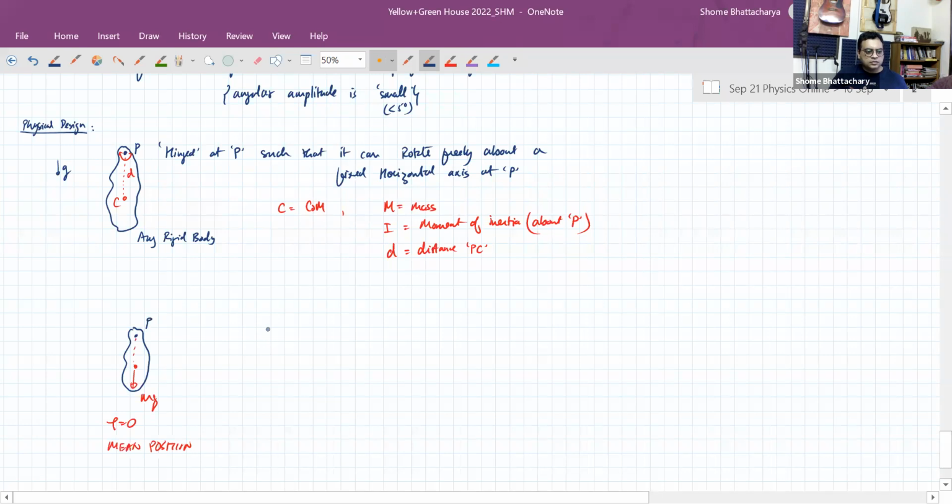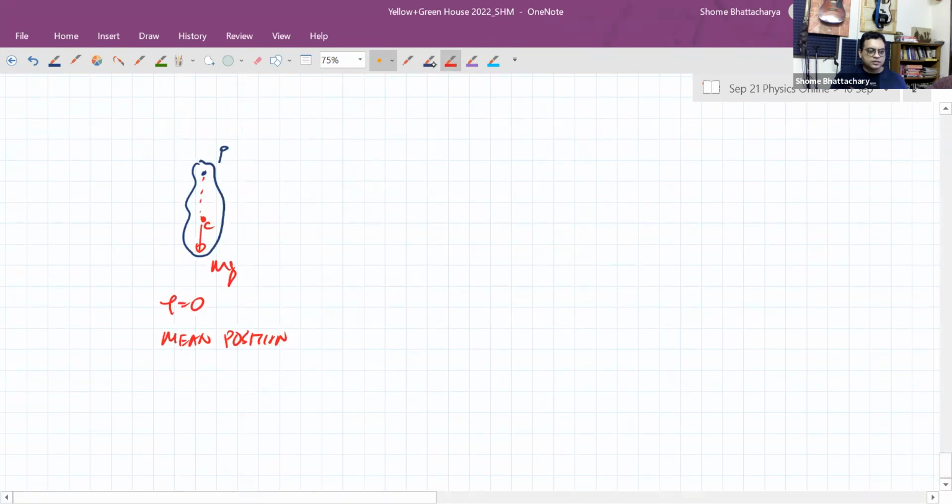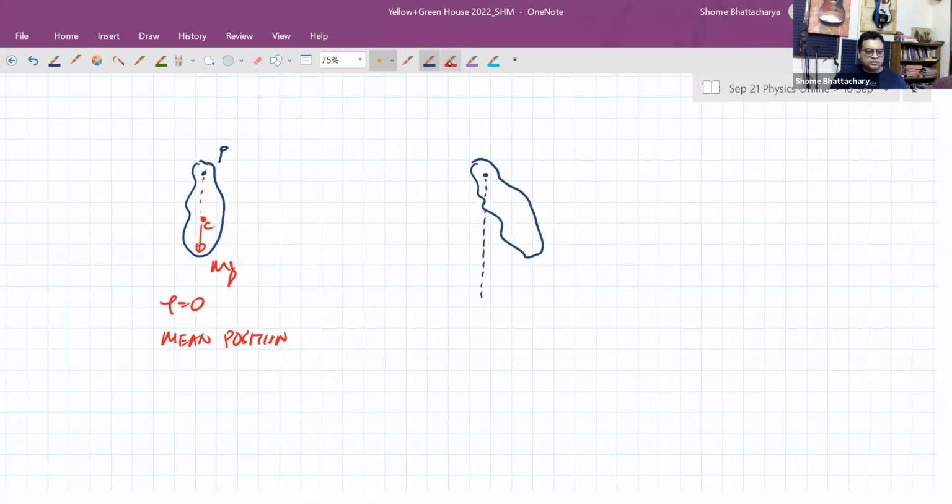But the moment we take the rigid body to an angular displacement with respect to this vertical line, okay, so now let's say with respect to this vertical line, I've taken it to an angular position where the center of mass is now here. So the line PC is now at some angle. The whole body has been given an angular displacement theta. So you can see that mg is now creating a torque. It's creating a restorative torque.